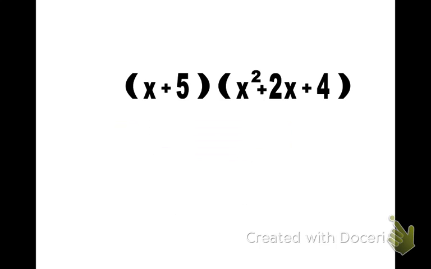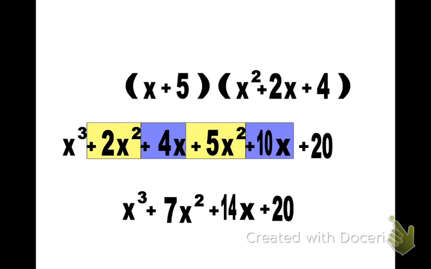Now pause the video and try the second example on your own. You should have gotten x cubed plus 7x squared plus 14x plus 20 as your final answer. And you can see in the middle there, those are the terms I got from expanding originally before I combined the 2x squared and the 5x squared to get 7x squared, and the 4x and the 10x to get 14x.